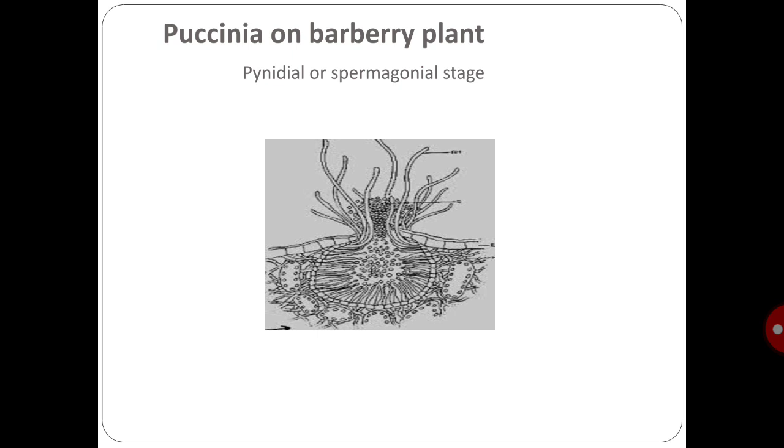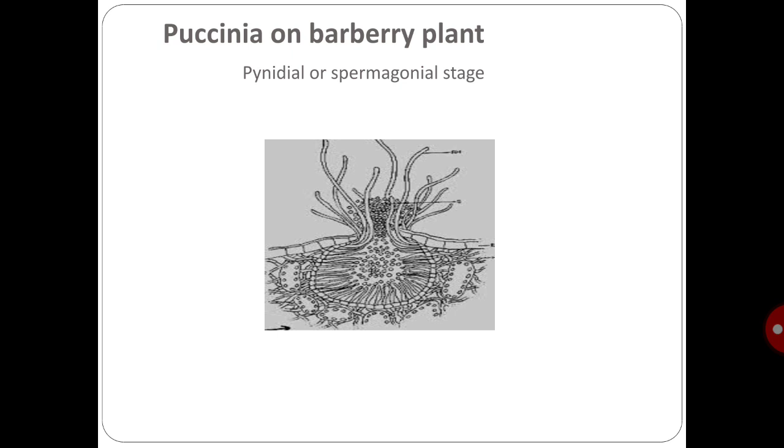Life cycle of Puccinia on barberry plant. When basidiospores come from the wheat plant and fall on the barberry plant, they germinate and enter into the barberry plant through stomata or through injuries. They develop vegetatively and then they develop cup-like structures below the upper epidermis of the barberry plant. As we see in the slide, they are like cups or flasks.